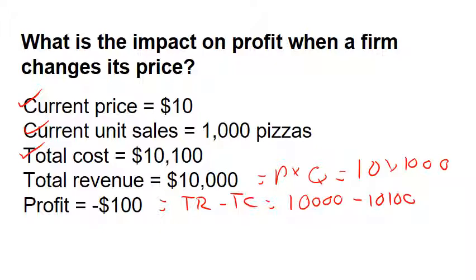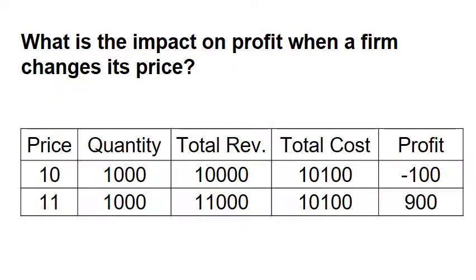Now suppose that an employee with an MBA from University of Richmond suggests that increasing price from $10 to $11 would push the firm's profit out of negative into positive. To prove the point, he produces the following table. It shows price going up from 10 to 11. As a consequence, total revenue is going from 10,000 to 11,000, and profit is going from minus 100 to 900.